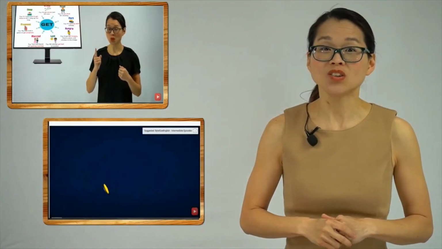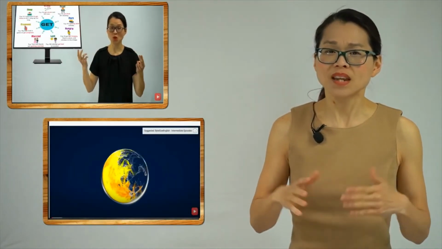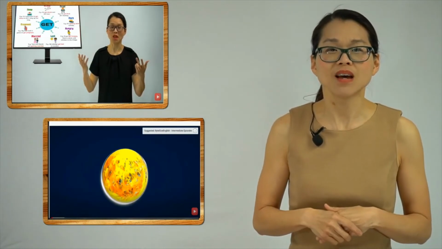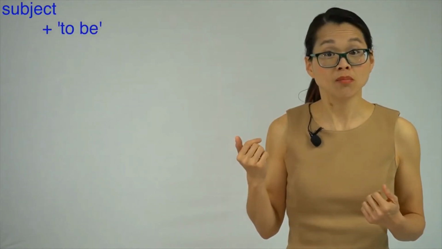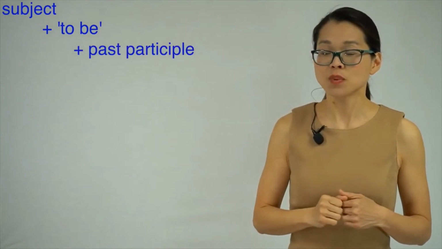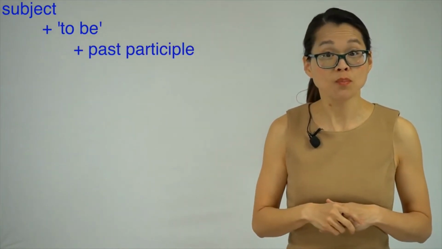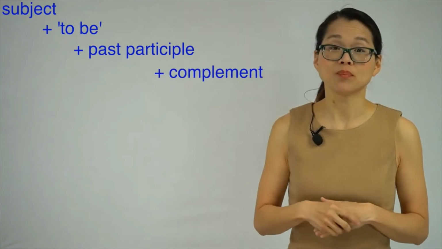In the passive part 1 and 2, we looked at a form of the passive that is more commonly identified. Let's have a look again. The formula is subject plus auxiliary verb to be plus main verb in a past participle form plus the complement.